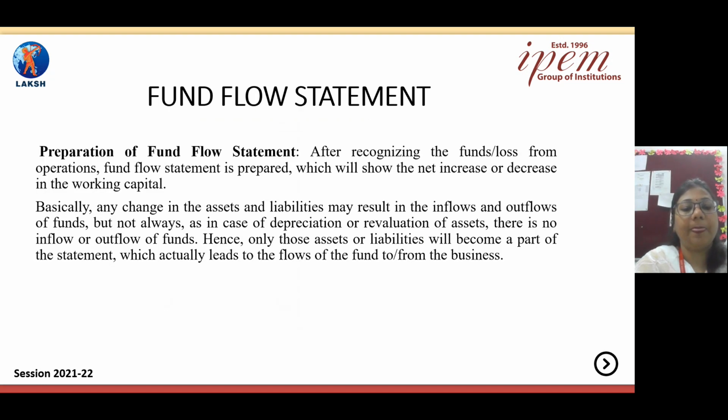And the last step in the preparation of the fund flow statement is the statement of sources and application of funds. So basically any change in assets and liabilities may result in inflow and outflow of funds, but not always, as in the case of depreciation and devaluation. So there is no inflow and outflow from them. Hence only those assets and liabilities will become a part of this statement which actually lead to the flow of funds to or from the business. So this is the format of the fund flow statement.